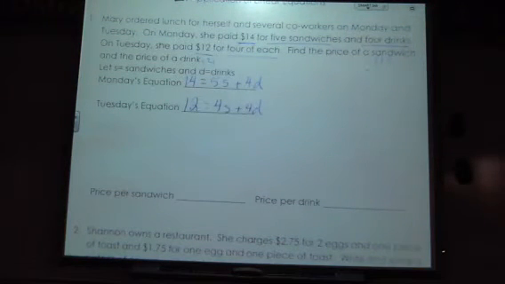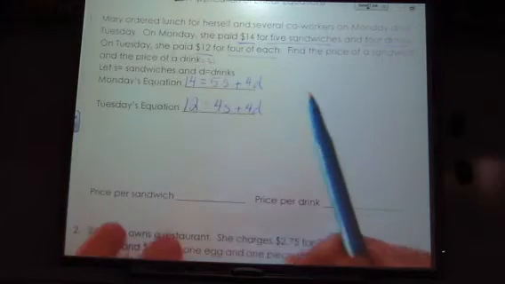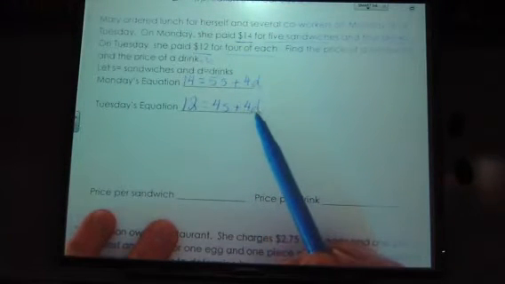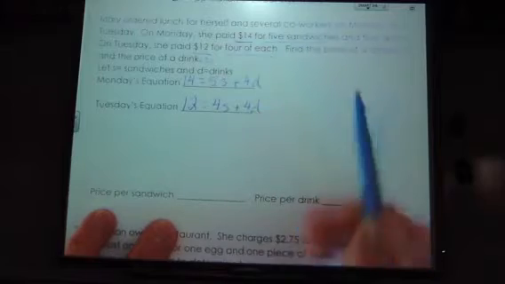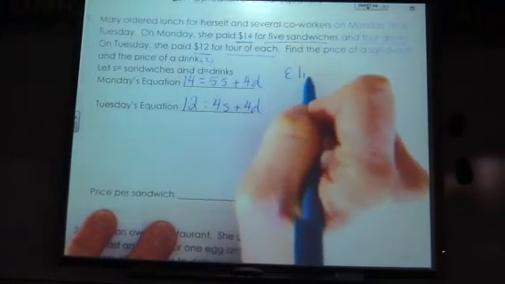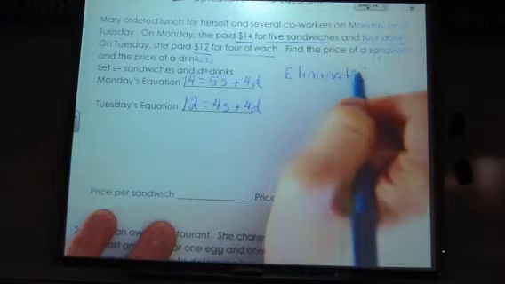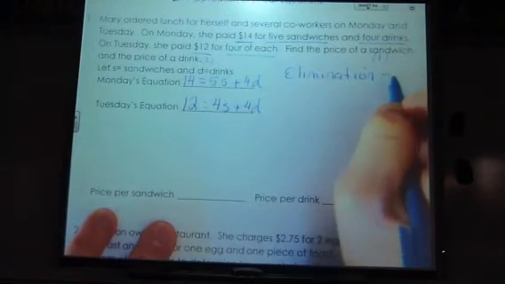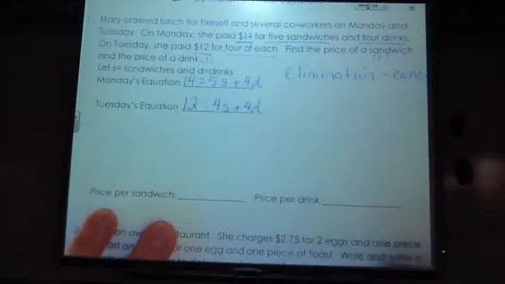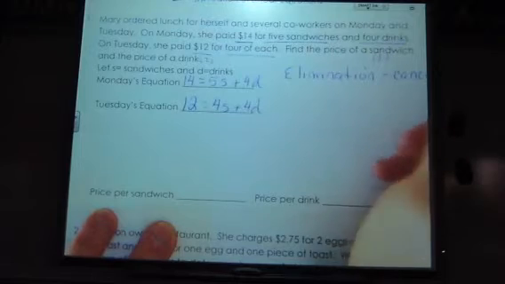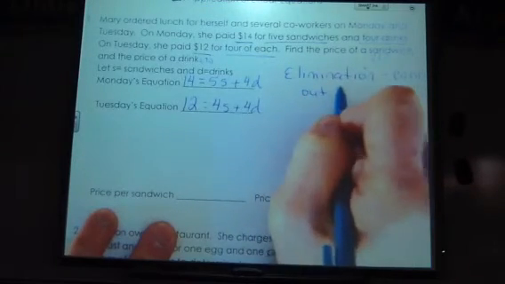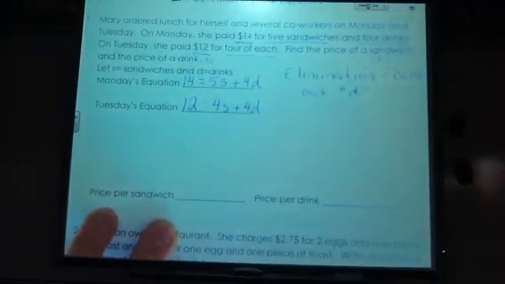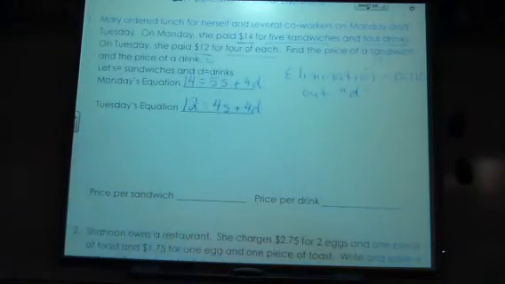Okay, so we need to solve for S and for D. So think of section 1, 2, and 3, and we have 4D and 4D, so what we can do is we can use elimination, because it will cancel out the variable D. So let's do that.